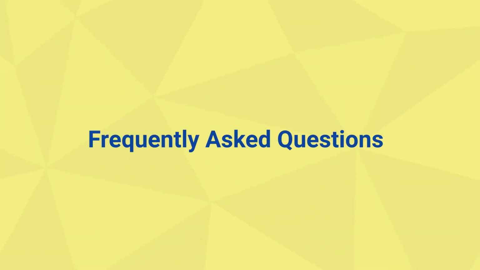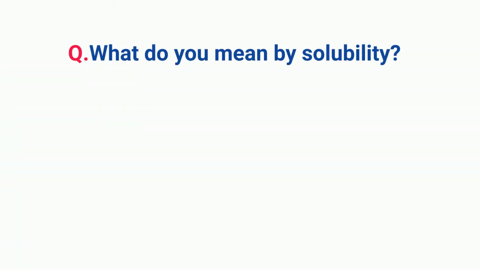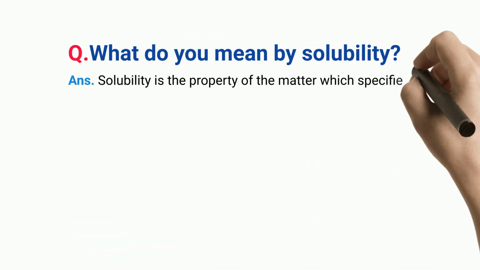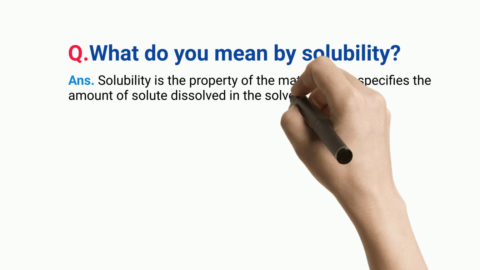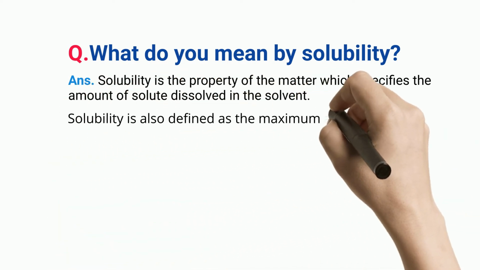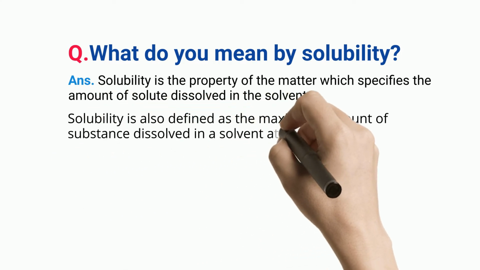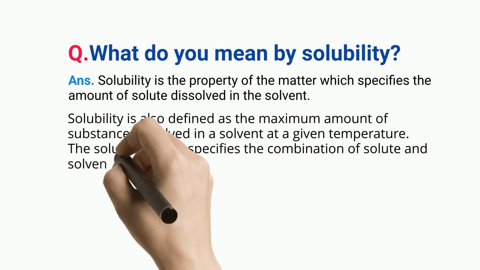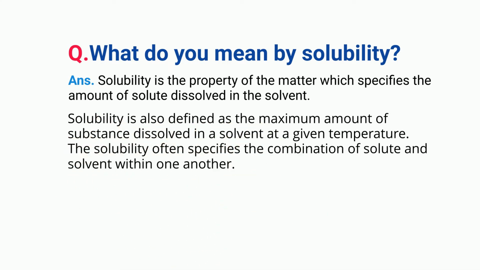Frequently asked questions. What do you mean by solubility? Solubility is the property of matter which specifies the amount of solute dissolved in the solvent. Solubility is also defined as the maximum amount of substance dissolved in a solvent at a given temperature. The solubility often specifies the combination of solute and solvent within one another.